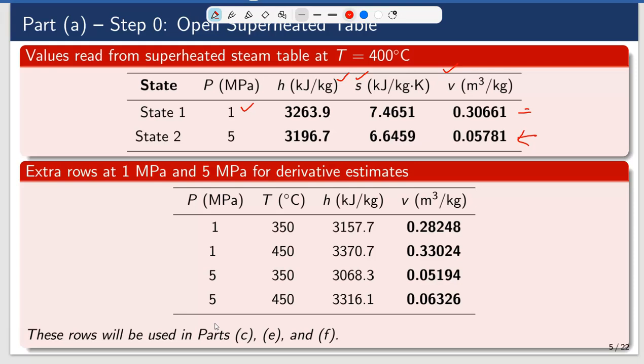So that is 1 megapascal, 350 degrees centigrade, so we need H and specific volume. Again, 1 megapascal, 450 degrees centigrade, we need enthalpy and that specific volume. And for 5 megapascal and 450 degrees centigrade, we need similar things: enthalpy and specific volume data. So these are required for solving parts C, E and F.